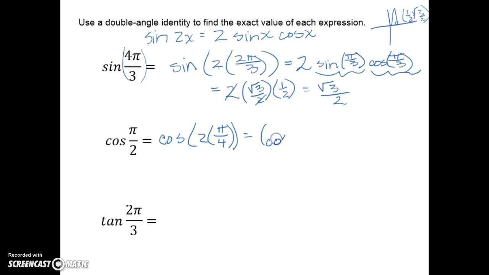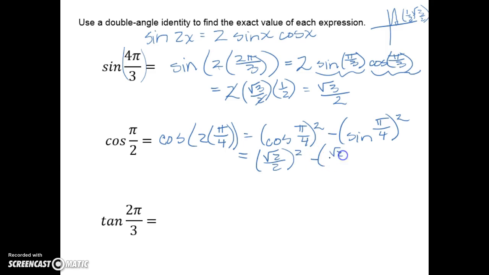We have the cosine of pi over 4 squared minus the sine of pi over 4 squared. So we have square root of 2 over 2 squared minus square root of 2 over 2 squared. I would do all the algebra and clean it up, but it's not necessary because at pi over 4 they equal one another. So that's just whatever this simplifies to minus the same thing. So that would be 0.